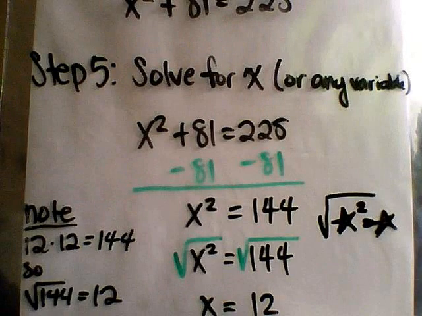Our fifth and final step is to solve for x, or any other variable. So x can be y, z, it doesn't matter, it can be any variable. We want to solve for it, so we want to get x all by itself. So let's start out with the equation. It reads x squared plus 81 equals 225.